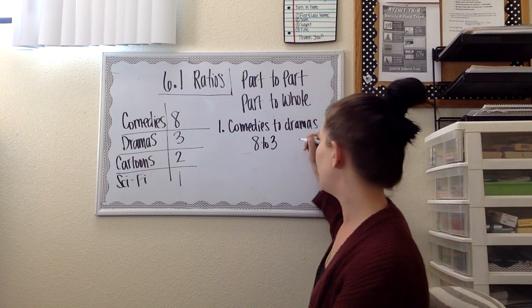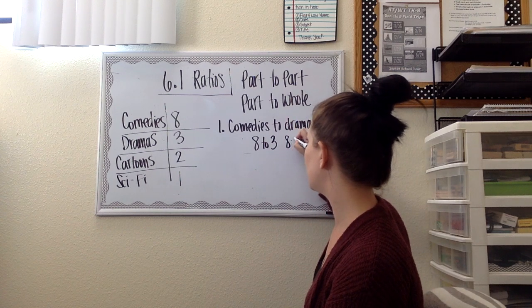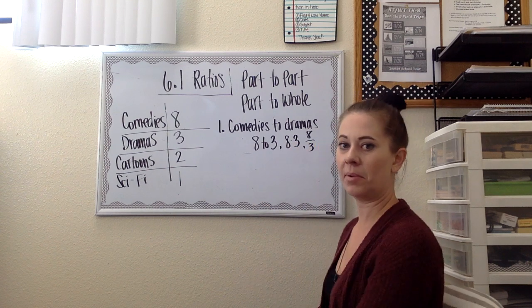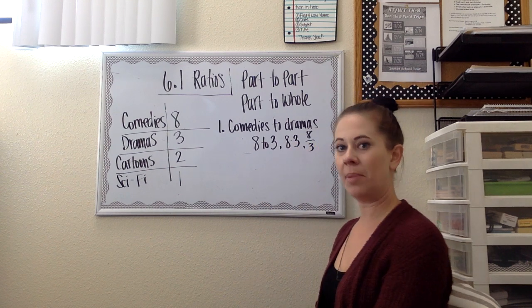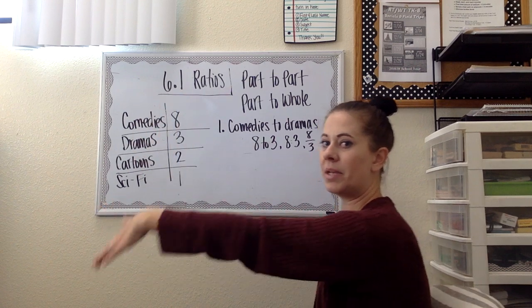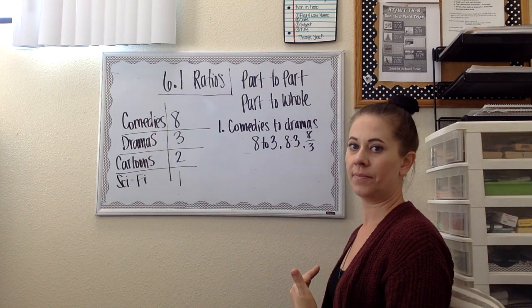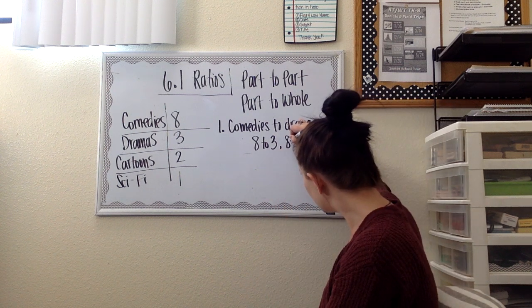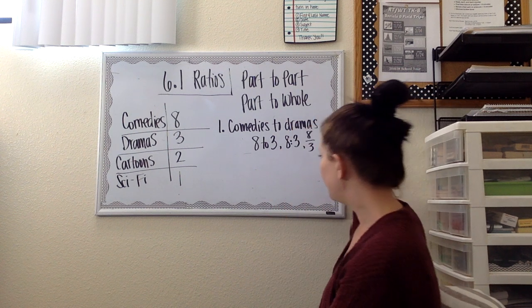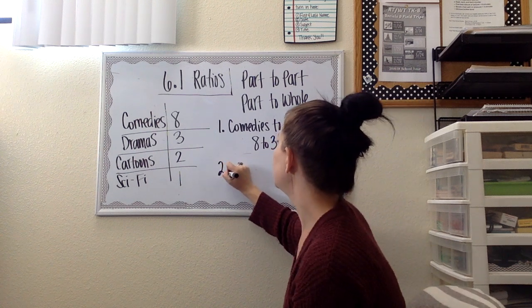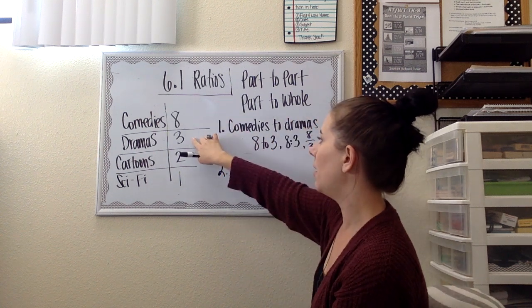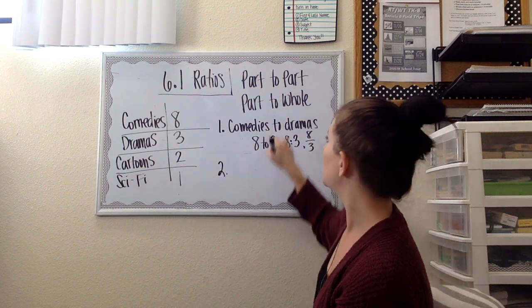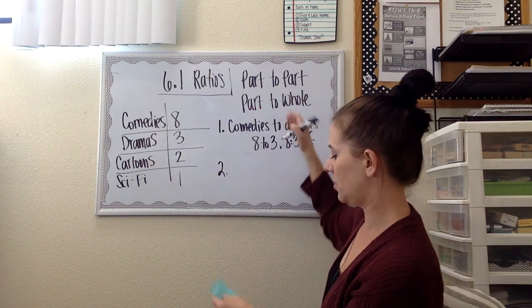And to write it 3 different ways, we can also write 8 to 3, and we can write 8 over 3. So it's all 3 ways that we would write that. It's just a comparison. For every 8 comedies, there are 3 dramas. Okay, and that's 3 different ways to write it. If you can't see this very good, this is a colon. Okay, so this is part to part, a part and a part of the whole. So this second one I'm going to do falls under this category of part to whole.